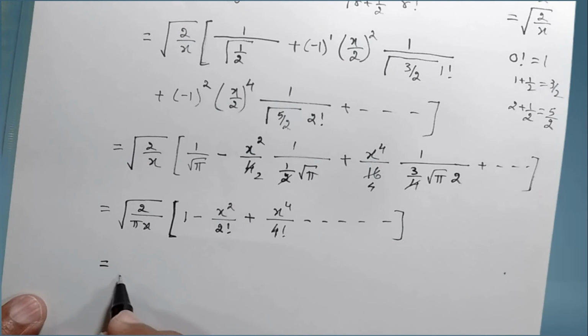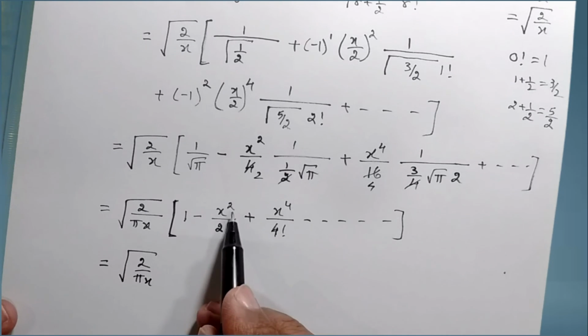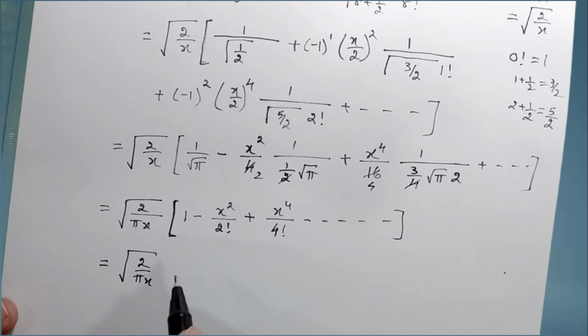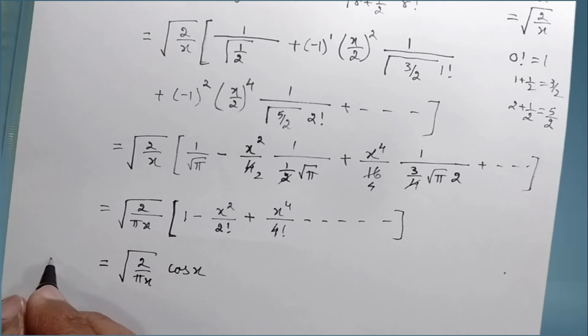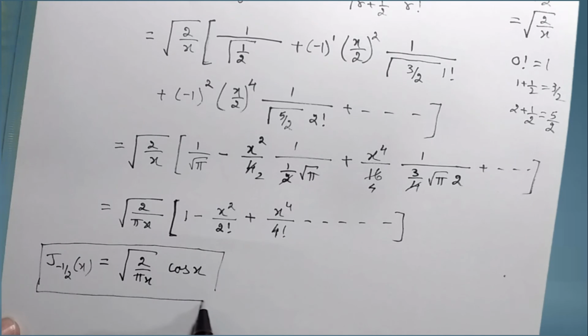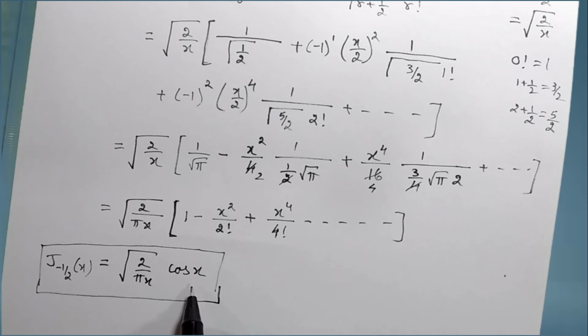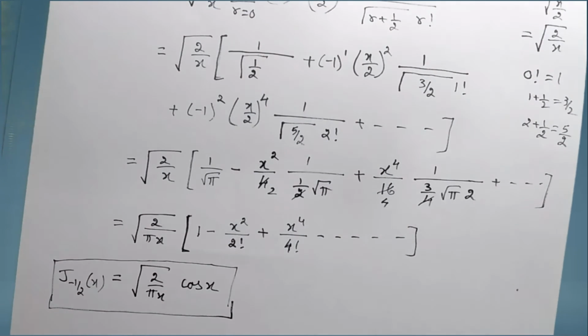But if you try to observe this particular series, 1 minus x square by 2 factorial plus x power of 4 by 4 factorial and so on in even powers of x, this series is nothing but your cosine series. I can write that as cos of x. So we have got J minus half of x to be equals to square root of 2 by pi x into cos of x. So these were the two important results that you have to remember. That's all I have for today. Thank you.